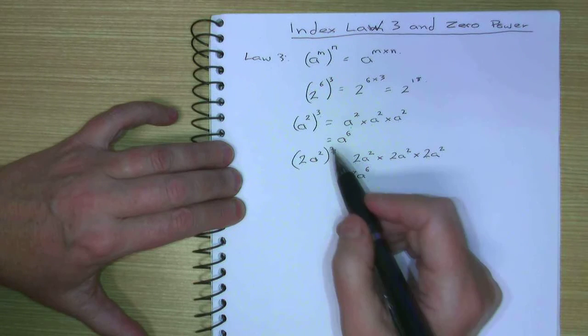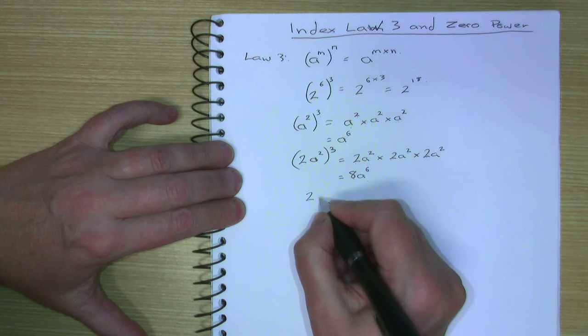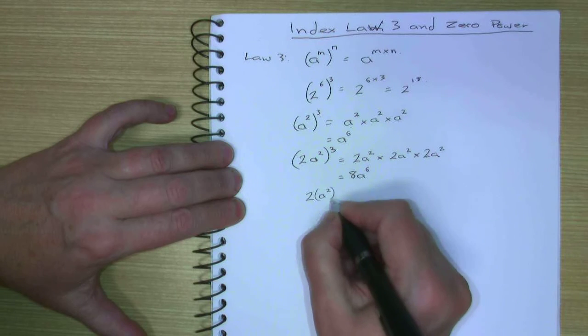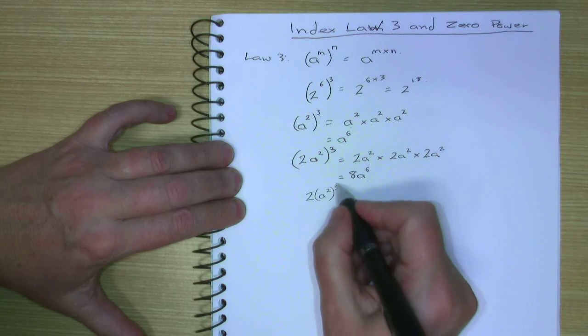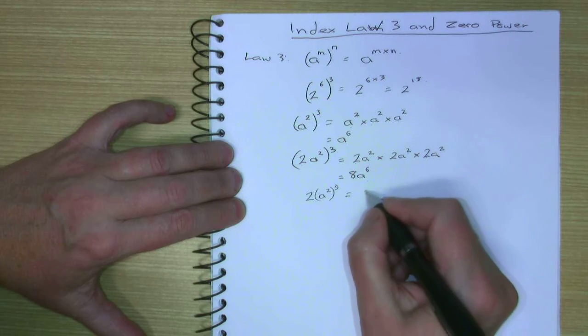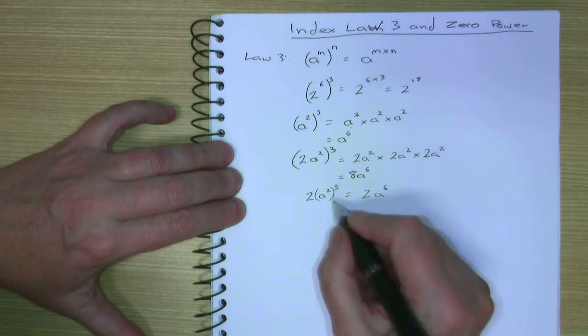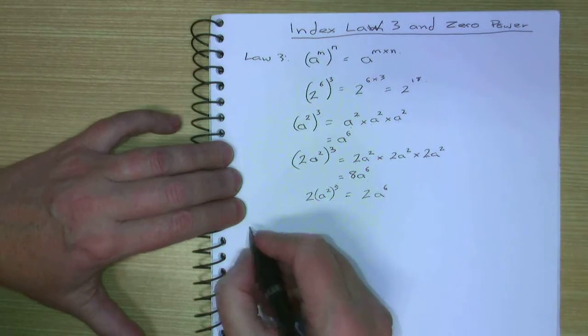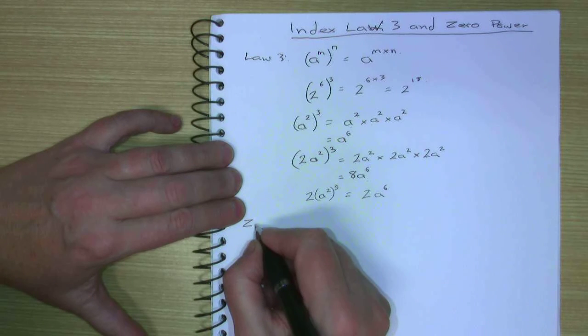So just be careful of that, which is different if I had 2a to the 2 to the 3, because only here the 2 to the 3 is multiplied. Okay, let's look at the zero law.